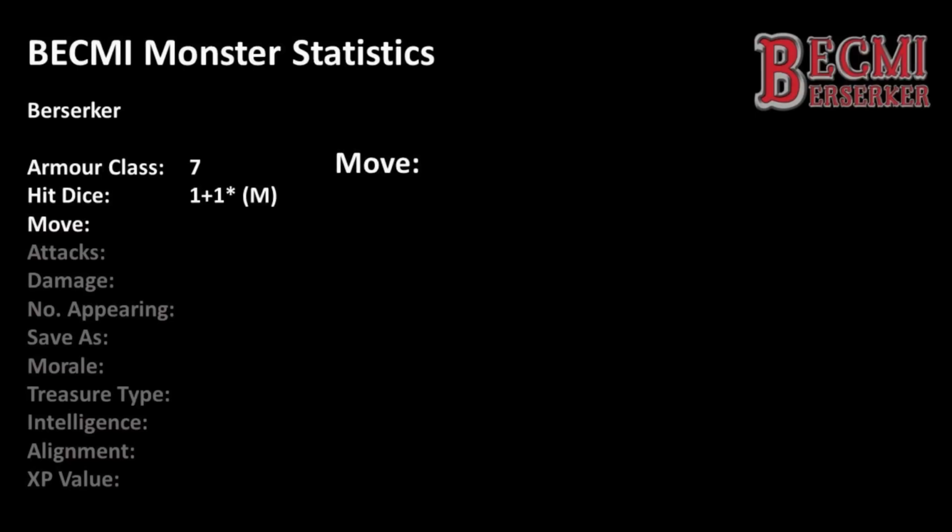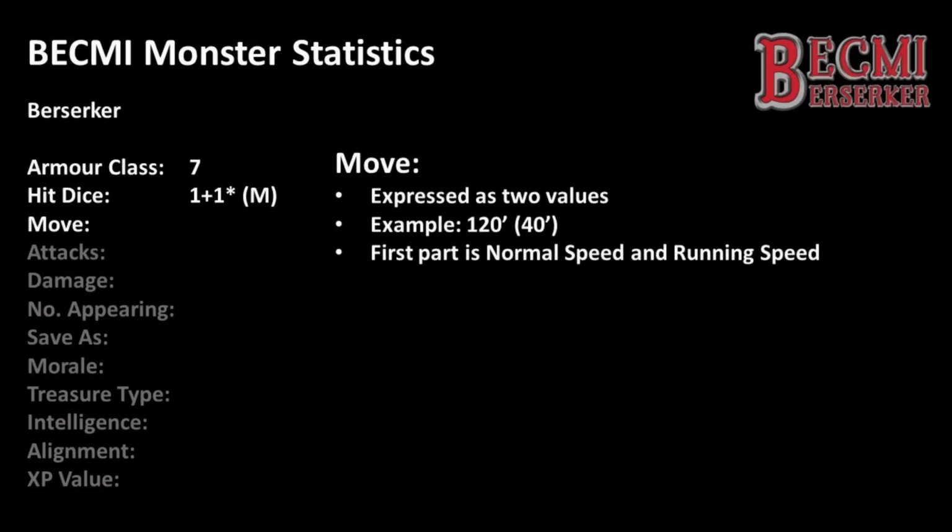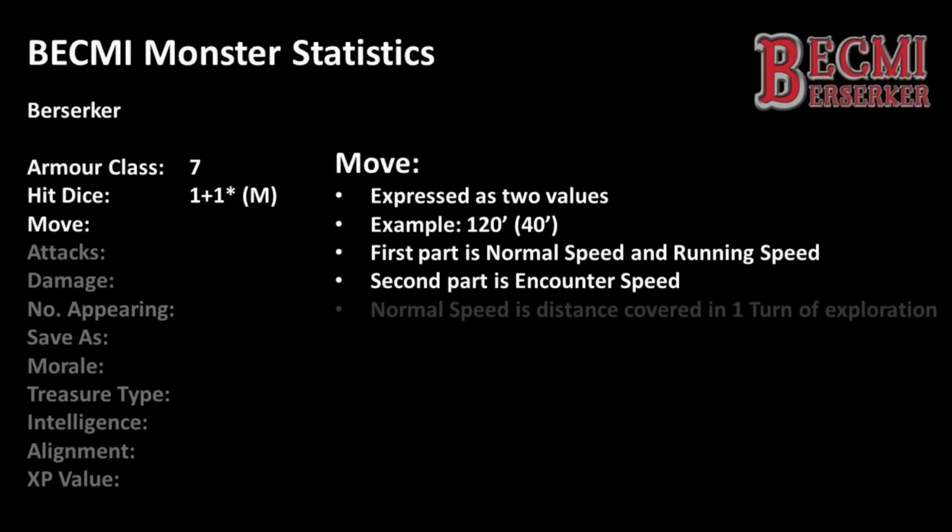Perhaps obviously this refers to the monster's speed. Move is expressed as 2 values, as shown in this example. The first value refers to what's called normal speed, but is also the running speed of a monster. The second value is what's called the encounter speed. In BECMI, what's called normal speed is the distance a creature can cover during one turn, or 10 minutes of exploration, if they are taking their time and being cautious.